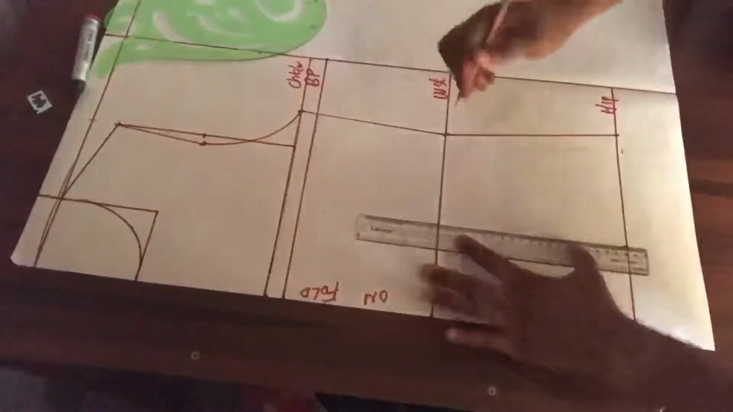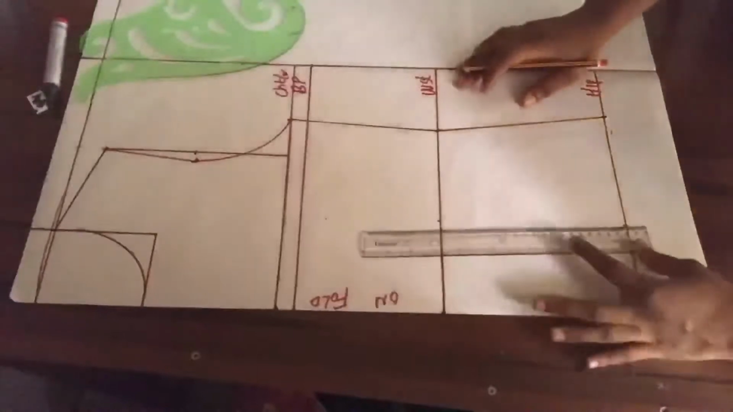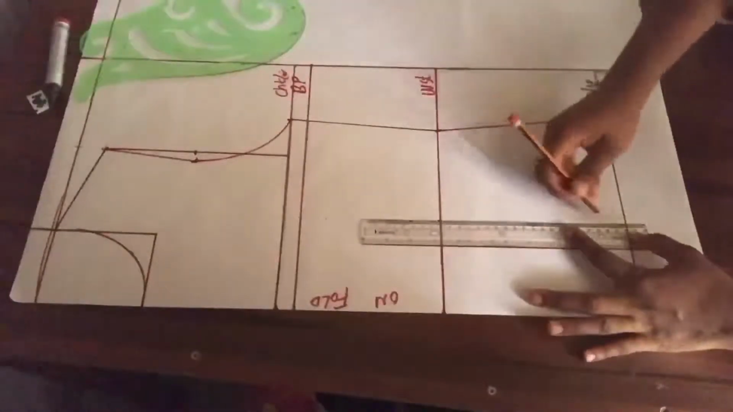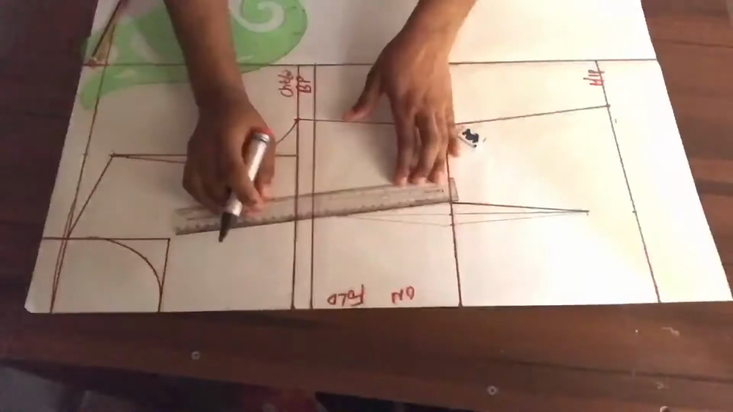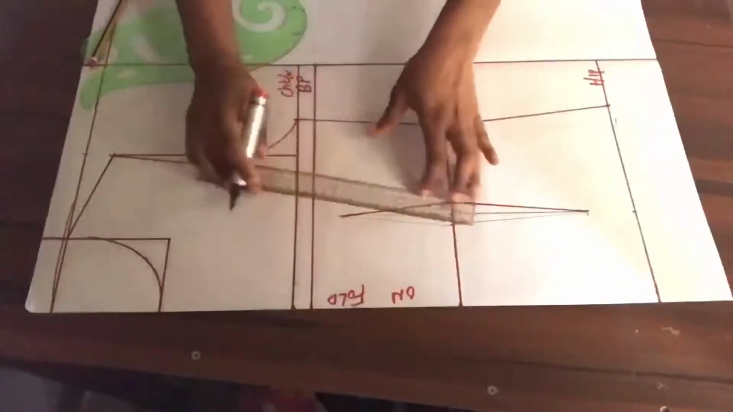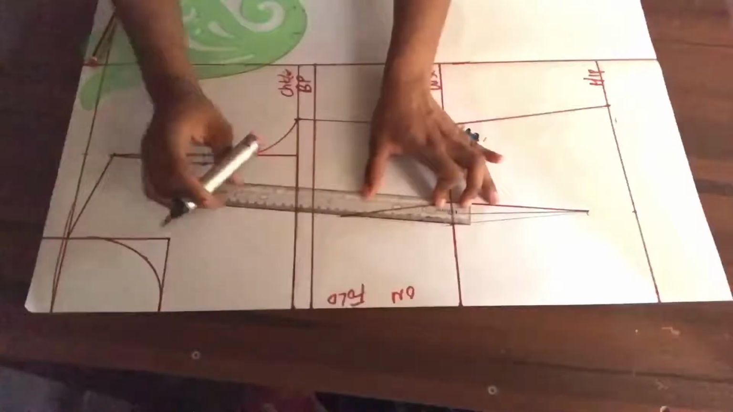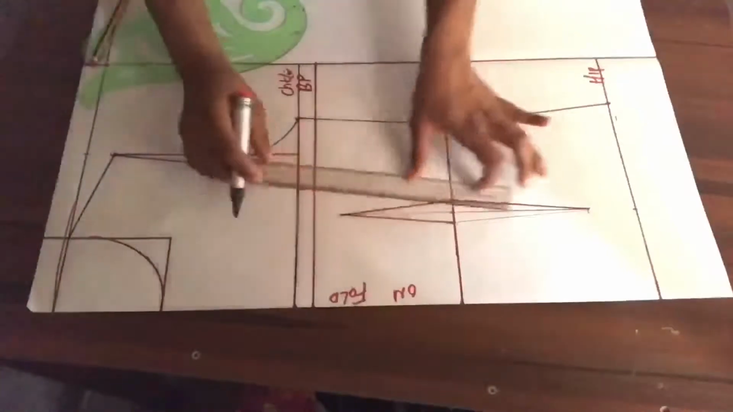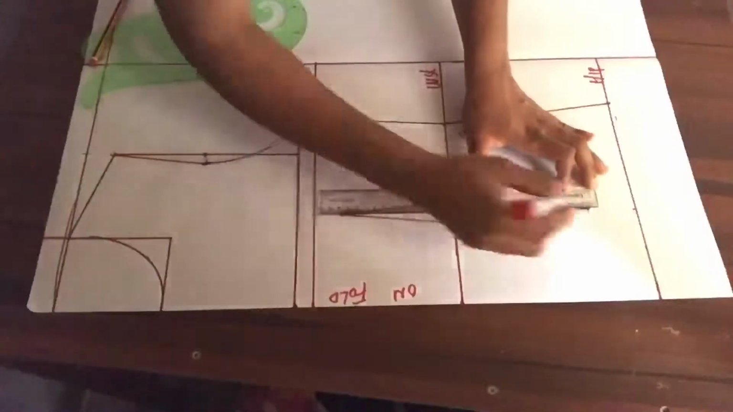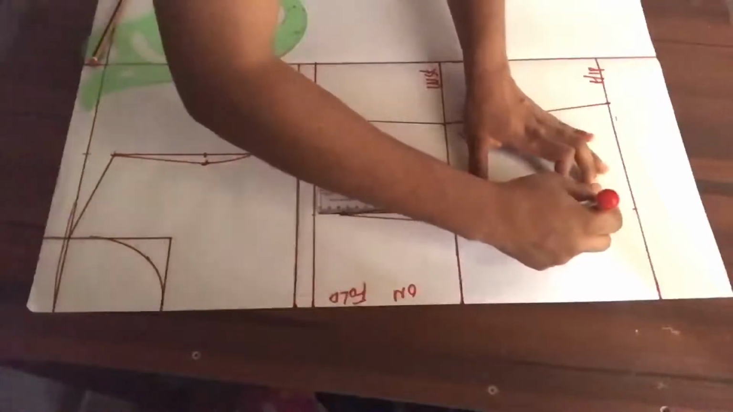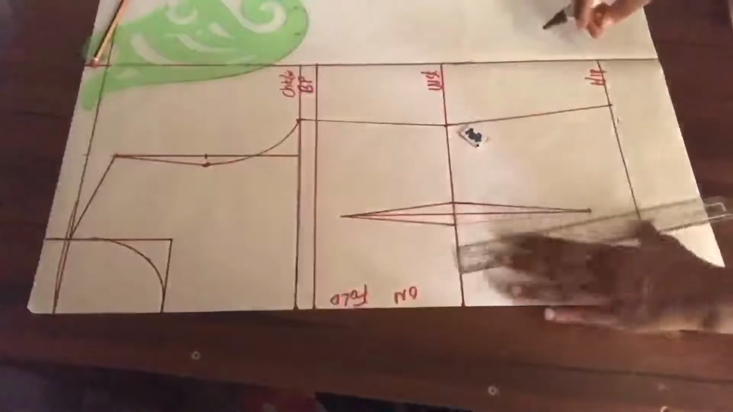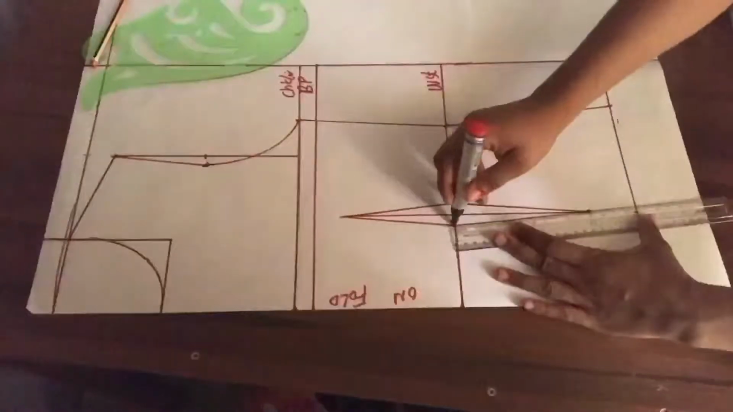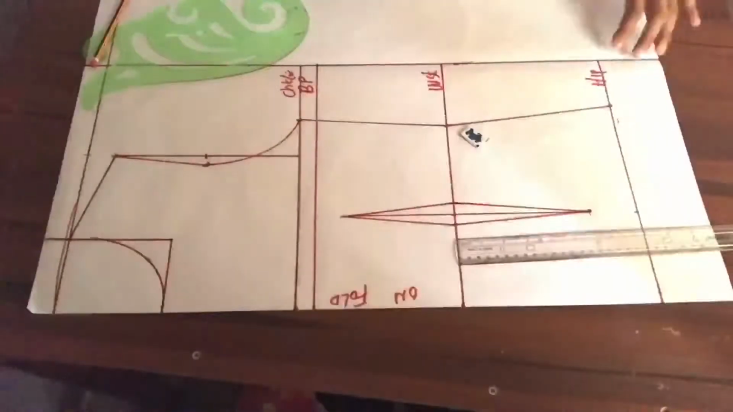On the waistline, I'm going to be opening the dart by half an inch on both sides. That is on that 4-inch line that I just drew. I'm going to be opening the dart by half an inch on both sides, and then also connect it up to the bust point line that I created, and also down to the hip line as well. So I've just created my dart for the front bodice, and this is what it's looking like.